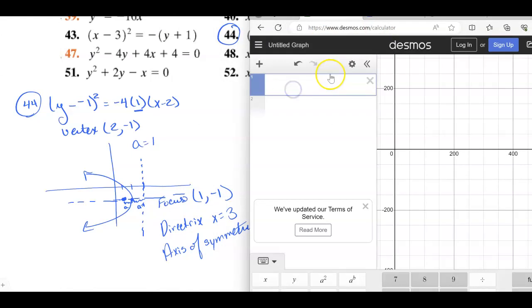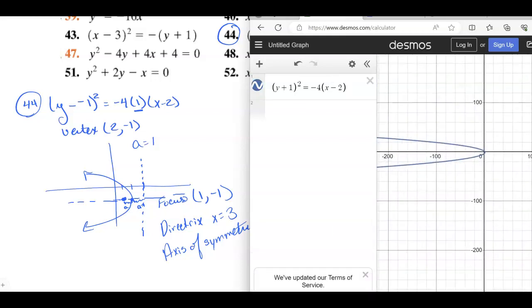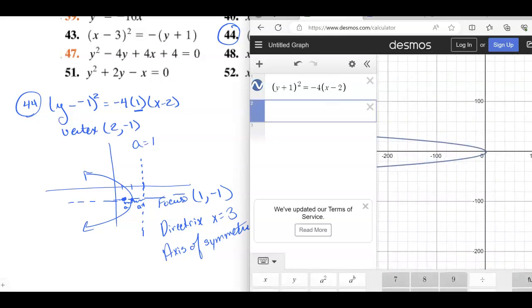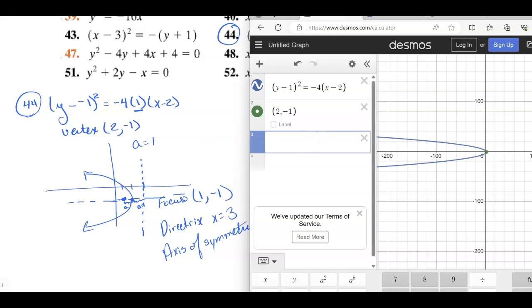So I'm going to start by graphing the equations. So we've got y - -1 or y + 1 squared equals -4, or -4 times 1 times x - 2. Okay, so there's my graph. We said that the vertex was at 2, -1, so you can see that vertex happening. We said that the focus was at 1, -1.